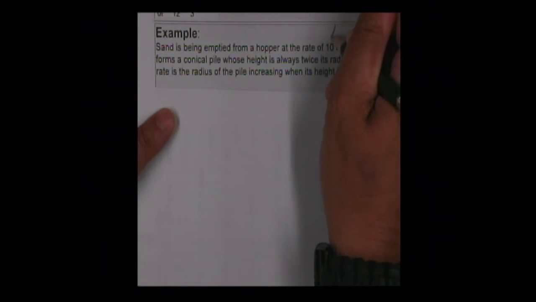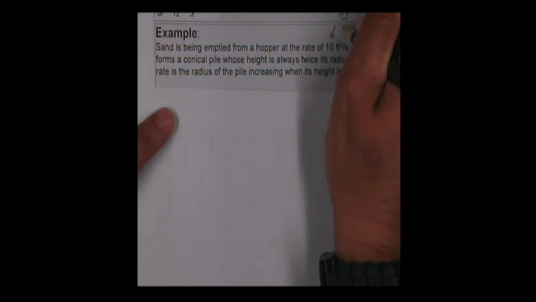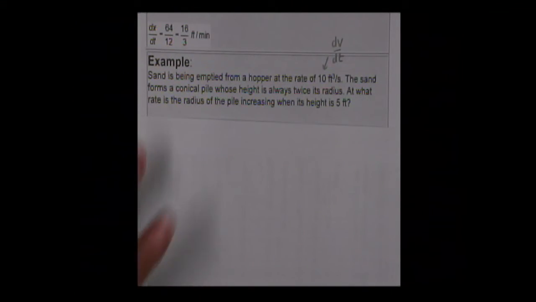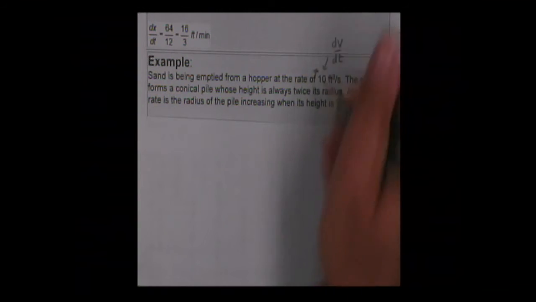So here's the example. Sand is being emptied from a hopper at a rate of 10 cubic feet per second. Let's just stop right there. Let's look at the units. Volume. Yeah, we see the cubic feet. This right here is going to be our dV/dt. And notice what it's doing. It's forming a conical pile. So is the volume getting bigger or smaller? Bigger. So this number is positive.